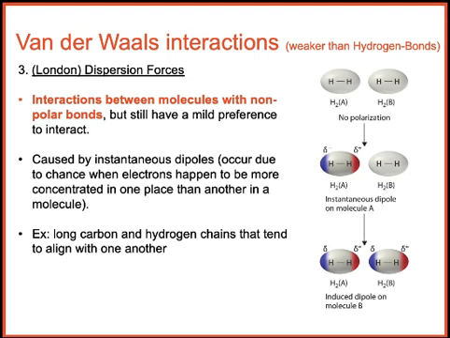Now, London dispersion forces are interactions between molecules with non-polar bonds that still have a mild preference to interact. It's caused by instantaneous dipoles, which occur due to chance, when the electrons happen to be more concentrated in one corner. For example, long carbon and hydrogen chains tend to align with one another, which can be explained by these instantaneous dipoles.